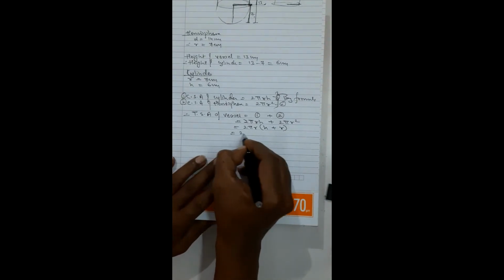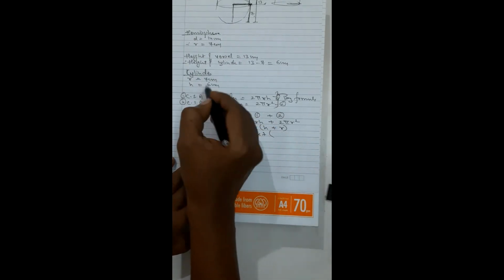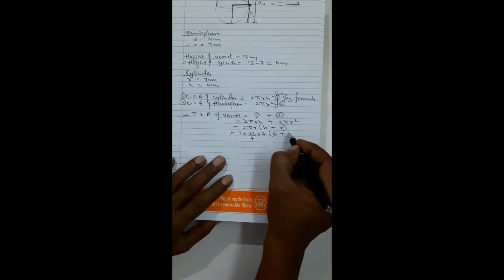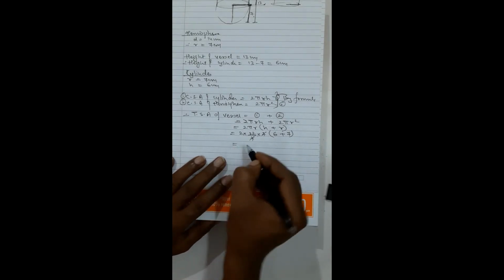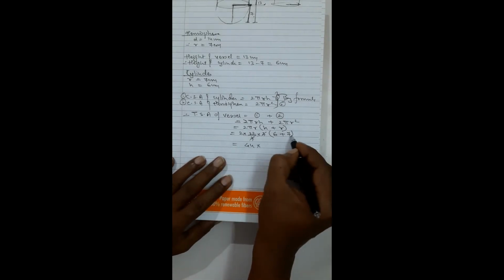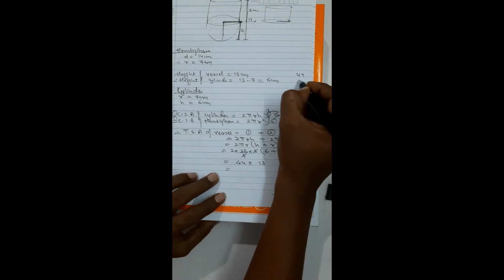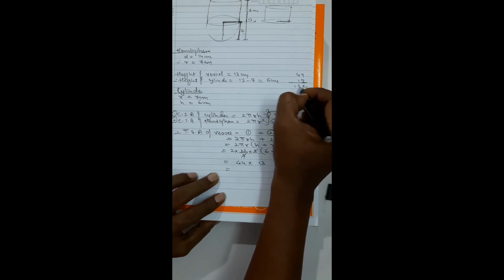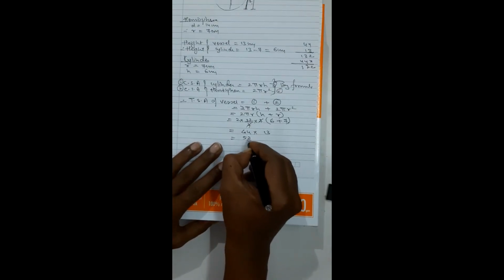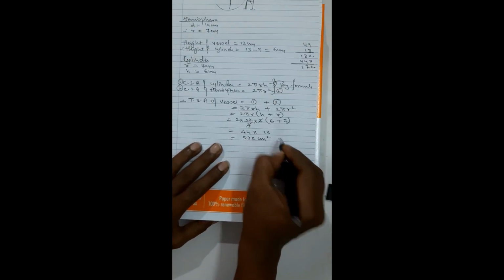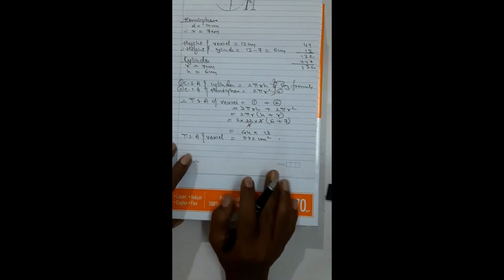So what is this now? 2 into 22 upon 7. R is 7. H is the h of the cylinder, 6. R is the radius of the hemisphere or even the cylinder. It is going to be the same, 7. 7 cancels with 7. It is 44 into 13. So if we multiply this, we get 572 centimeter square. This is the total surface area of the vessel.